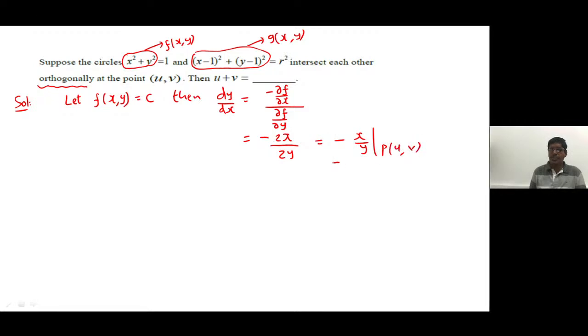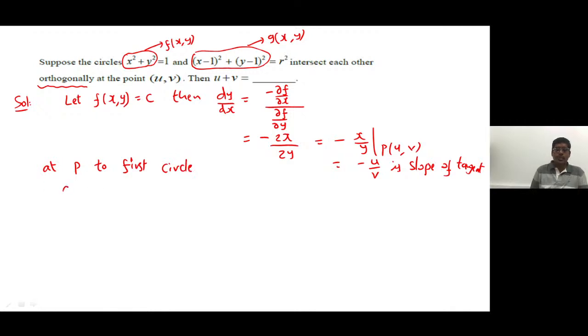The point of intersection is given, so substitute x value u, y value v: minus u by v is the slope of the tangent at P to the first circle, that is the first curve.